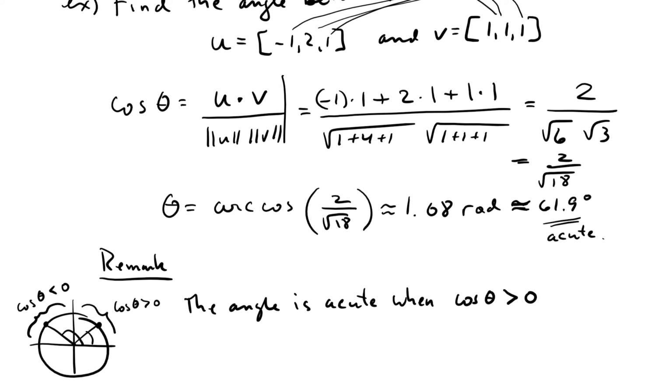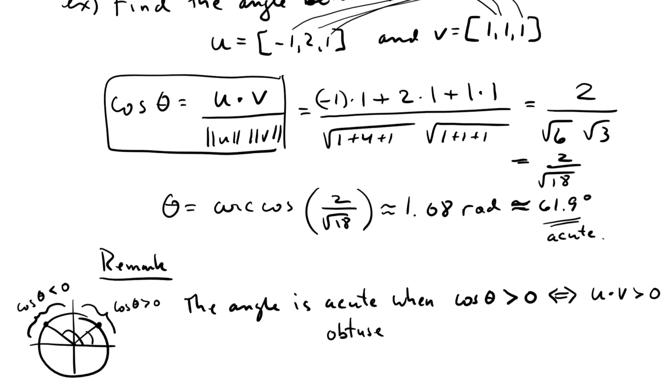If I go back to my formula for cos of theta, the bottom part is always positive because it's the product of lengths of vectors, and those lengths are positive by definition. Right? The norm is a square root of something, so that's going to give us positive values. So the sign of cosine only depends on the sign of the numerator. So the numerator is just the dot product. So if the dot product is positive, you have an acute angle. You have an obtuse angle when cos of theta is negative. And that's going to occur when the dot product is negative.